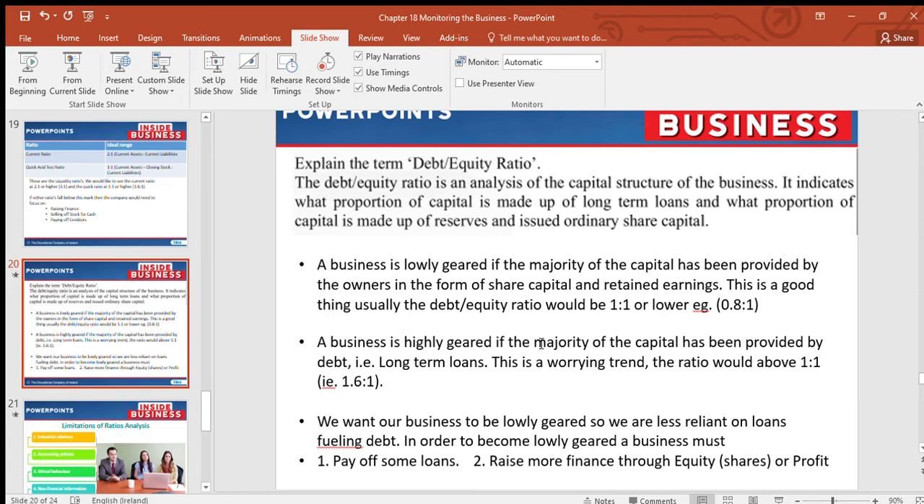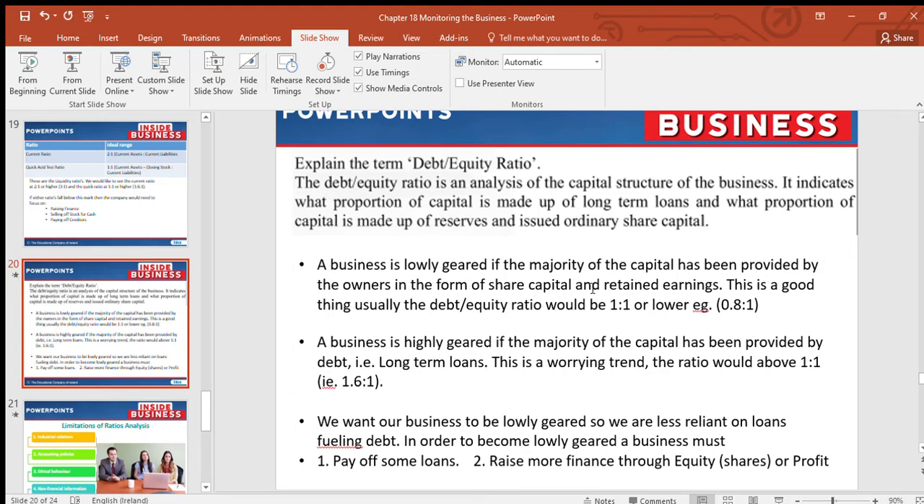A business is highly geared if the majority of the capital has been provided by debts. So long-term loans, you're starting up a business, you're starting up a restaurant, it's worth 400 grand, it's going really well, but all of the money that you've invested has been from loans, and that's worrying for the long term. So it's a worrying trend. Highly geared would be if the ratio is above 1:1, so it's 1.6:1.